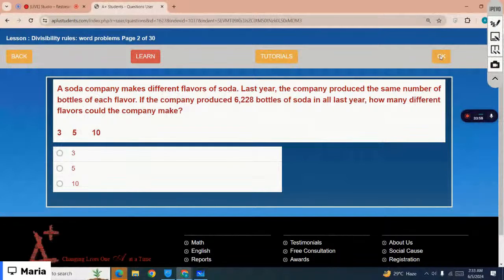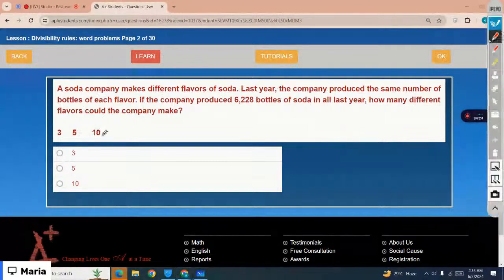A soda company makes different flavors of soda. Last year, the company produced the same number of bottles of each flavor. If the company produced 6228 bottles of soda last year, how many different flavors could the company make? So, which is the correct option? You have to see the numbers are 3, 5, and 10. The divisibility rule for 10 is that the ones digit must be 0, but here you have 8. That means the number is not divisible by 10.